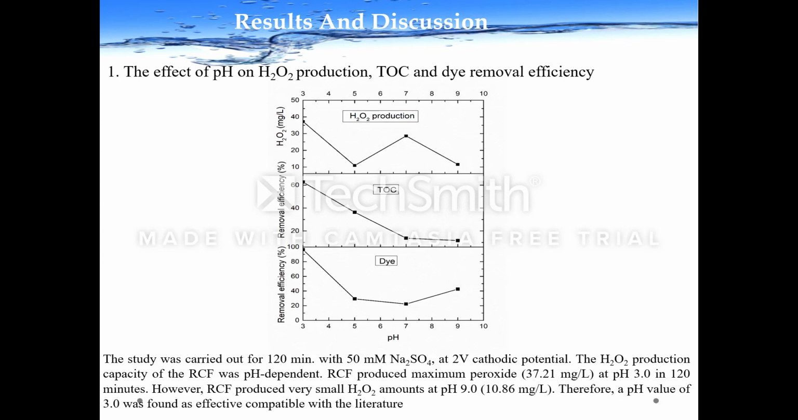You can see our first results in the figure. In this section, we tried to find the optimum pH value for peroxide production and TOC and dye removal efficiencies. As you see, we obtained the maximum peroxide production and maximum removal efficiency at pH 3.